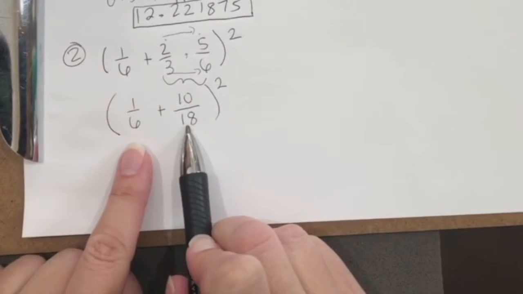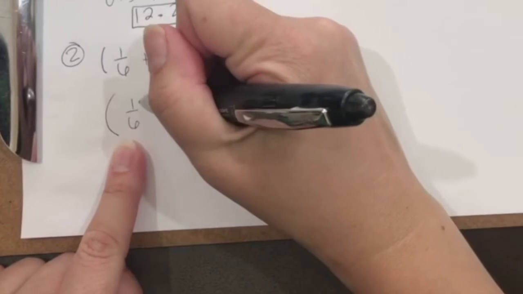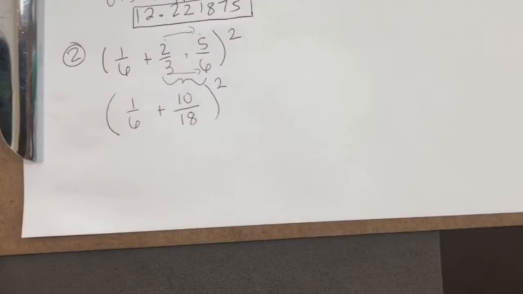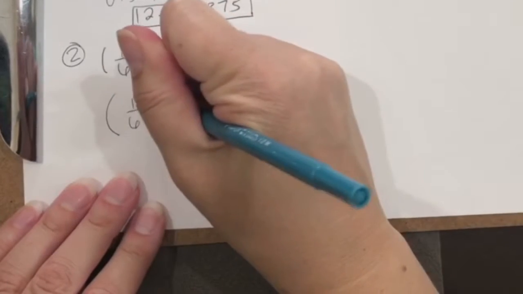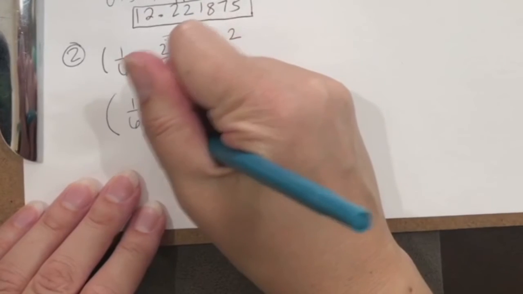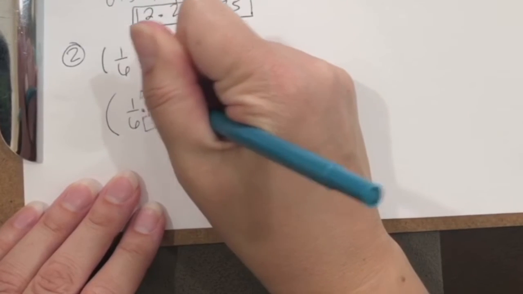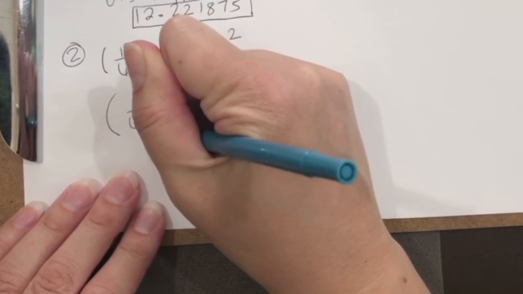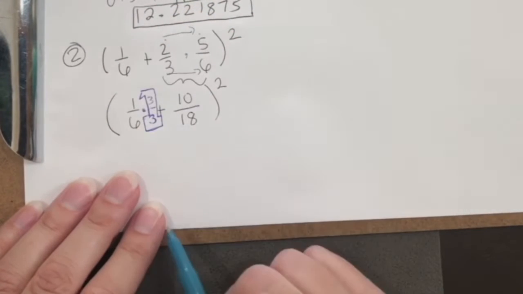So now, when we're adding, we have to have a common denominator. So let's multiply this 1/6 by the giant 1. I'll grab a blue pen here. We need an 18, so we need a times 3. So we'll do times 3 over 3. This is the giant 1. Remember, when we multiply by 1, it doesn't change the value of the fraction. We're just changing the denominator.